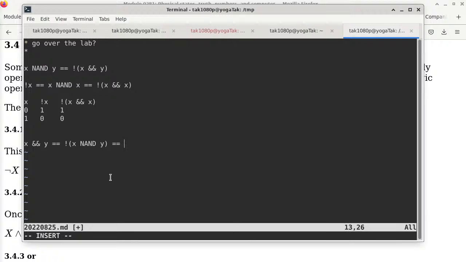I have shown you how to do it already, because earlier I showed you if I ever need to say not something, I can just say that something NANDing with itself. So that means in this case I can say x NAND y NAND itself, which is x NAND y.